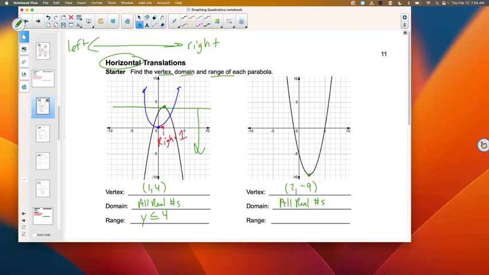And the range, again, draw in a line or imagine a line right across the vertex like that. And it only exists above, right? So it's y is greater than or equal to the -9 that's in our vertex.